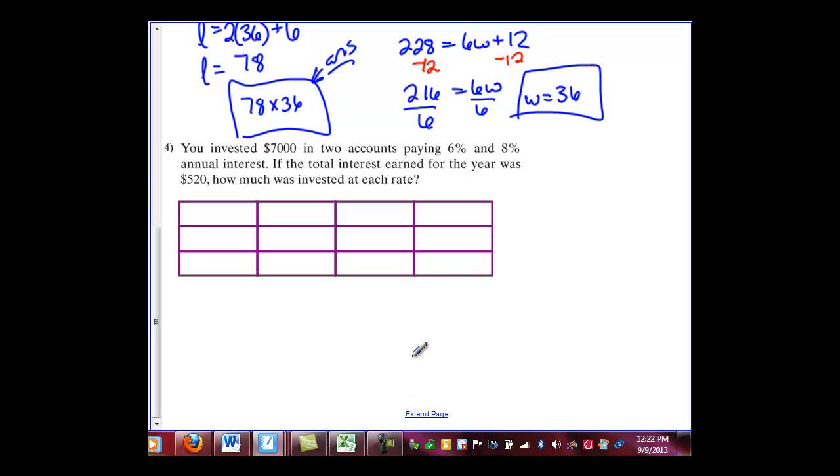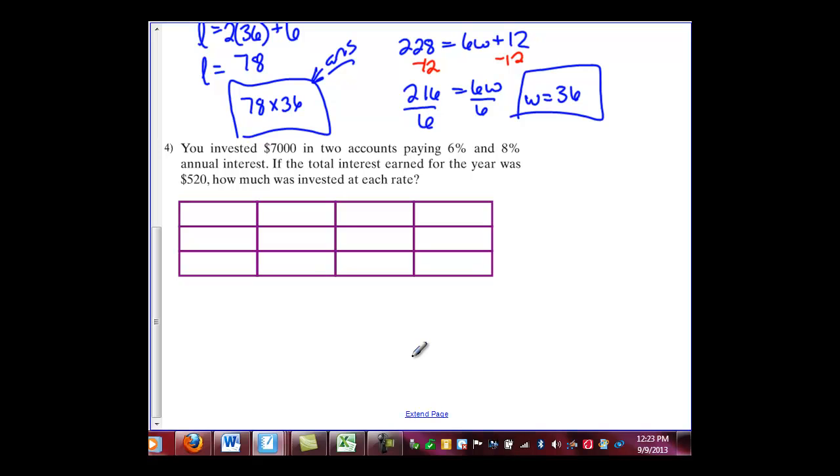So we've got $7,000 that we're going to invest in 2 accounts. One pays 6% and one pays 8% annual interest. If the total interest earned for the year was $520, how much was invested at each rate?